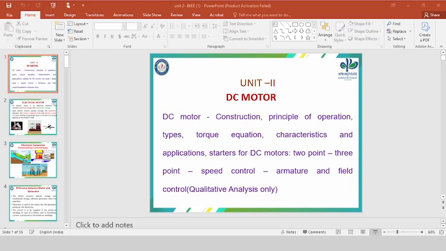Hello everyone. Today we are going to discuss DC motor. The syllabus includes DC motor construction, principle of operation, types of DC motor, torque equation, characteristics and applications of DC motor, and starters used for DC motors: 2-point starter, 3-point starter, and speed control methods of DC motor. Under that category we are going to see the armature and field control methods.